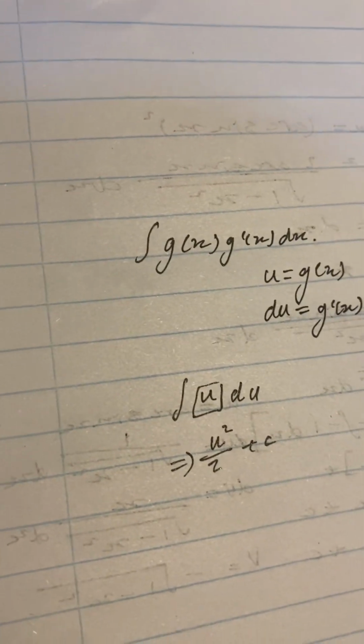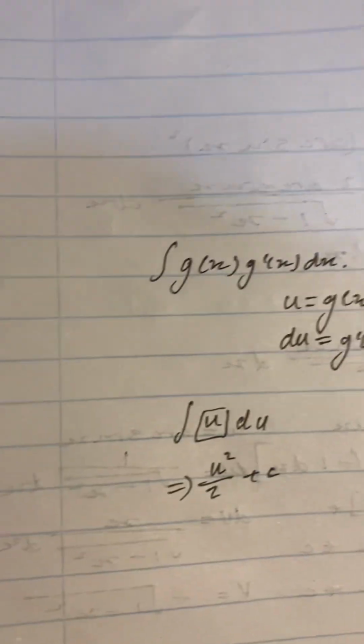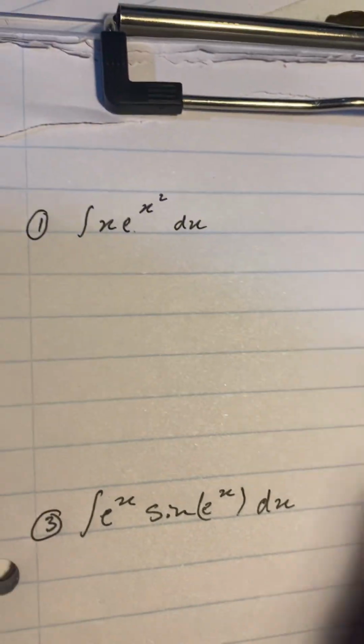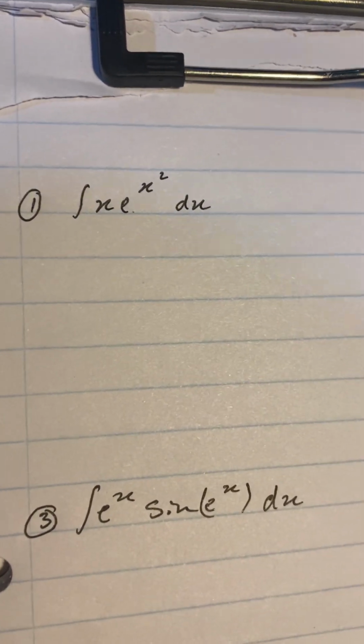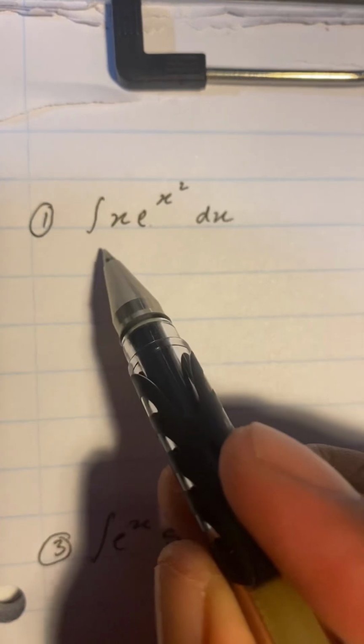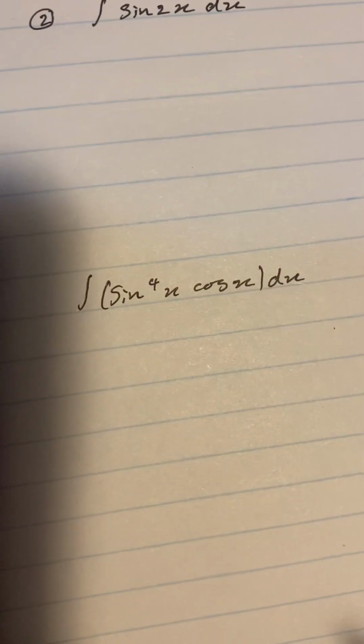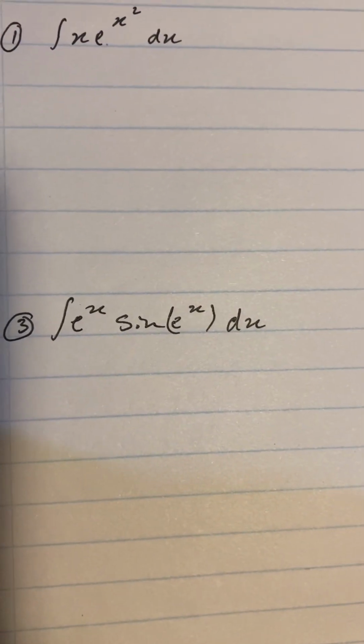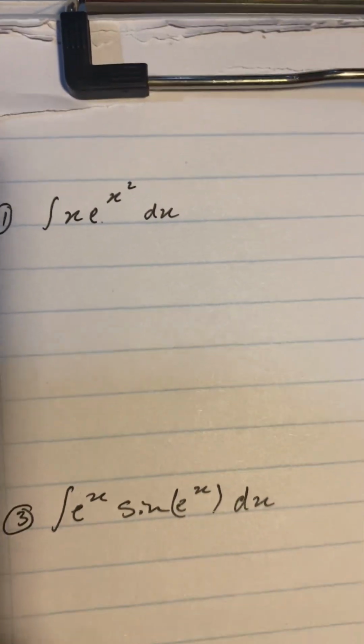So now let's say you have something. Knowing this fact, you can just use it to work these out. Firstly, you have to know how to recognize what you take as your u on each of these problems. All of these problems are actually u substitution.